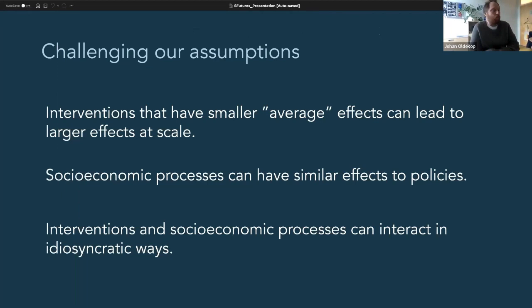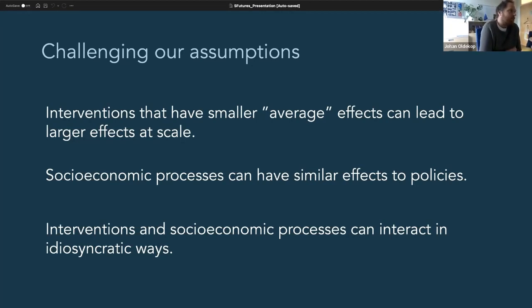So I hope that what I've showed you helps to challenge at least some of our assumptions. I think one of the big things that we can get from using these data is that interventions that have smaller average effects, like community forest management and outmigration, can actually lead to larger effects at scale. And so in this case, they're vastly outperforming protected areas.